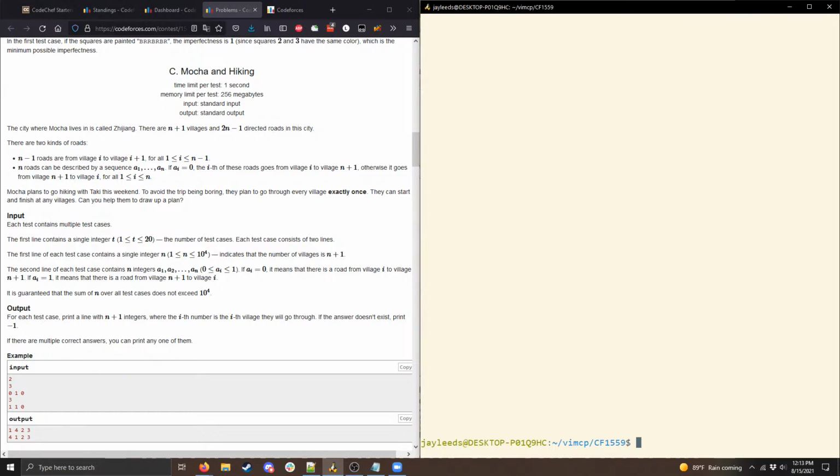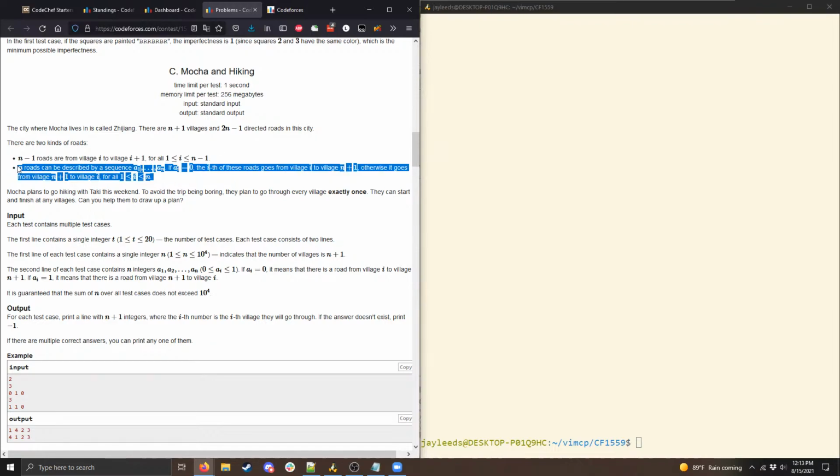We have n plus 1 villages and 2n-1 directed roads. There are 2 kinds of roads. First of all, we just have a path from village 1 to village n that goes 1, 2, 3, 4 all the way up to n. Secondly, there's a road between village I and village n plus 1 for all I from 1 to n, and we're given whether that's a road from I to n plus 1 or a road from n plus 1 to I. And we have to find a path that visits all of the villages exactly once.